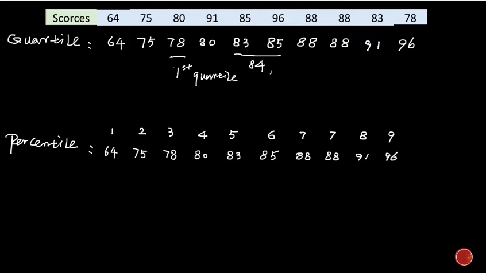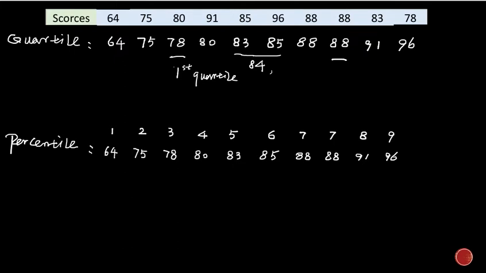This is the second quartile. Now we are going to find the third quartile. We have 1, 2, 3, 4, 5 numbers. The median is this one, 88.